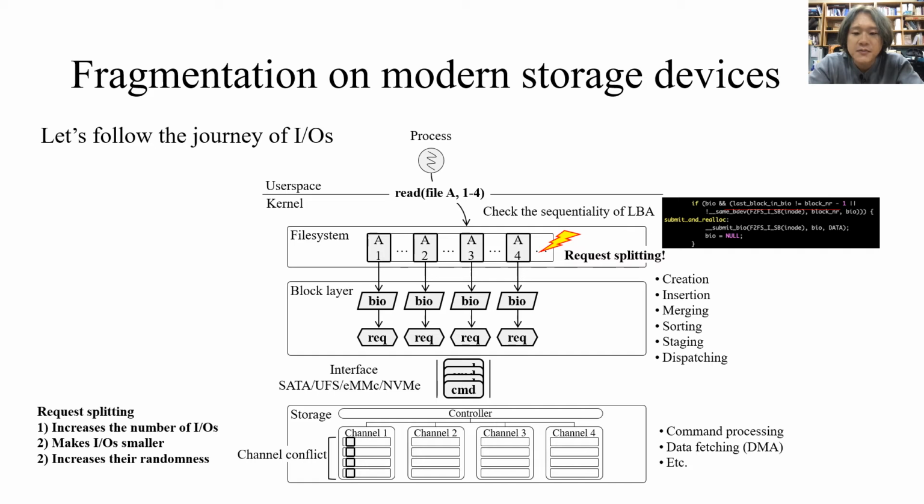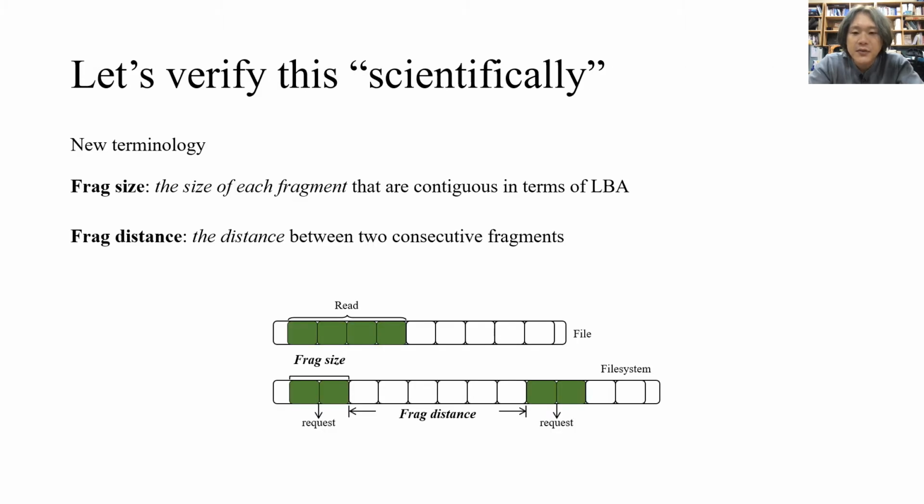from the storage chips. SSDs utilize multiple parallel units to maximize I/O performance. However, fragmentation decreases the size of I/Os and increases their randomness, which hinders efficient utilization of internal storage resources. Like this, fragmentation increases kernel overheads, interface overheads, and resource conflicts inside the storage. To verify request splitting is the main problem, we performed some experiments. Here we utilize new terminology, frag size and frag distance. Frag size denotes the size of each fragment, and frag distance means the distance between two fragments.